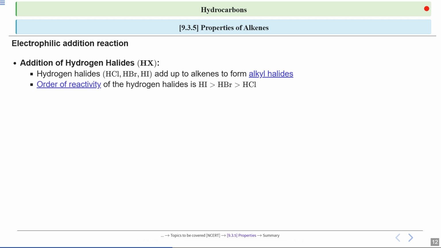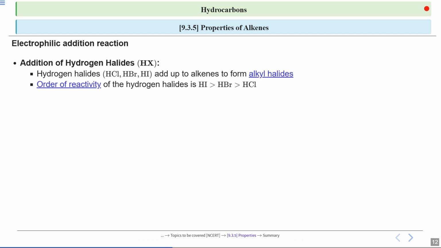What is the order of reactivity here? So hydrogen halide, HI reacts fastest, then comes HBr followed by HCl. This means that if you have three available halogens, HI will add quickly to the alkene. This order is due to the bond strength between hydrogen and the halogen. Weaker the bond strength, easier it is to break and react.